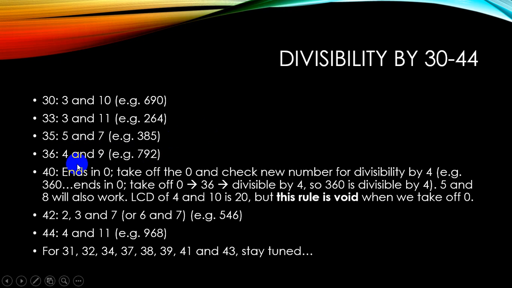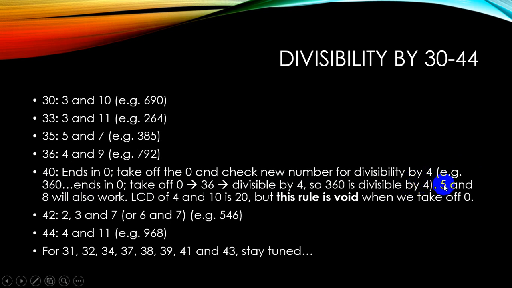Now for 40, obviously it has to end in a 0. What you can do is you can take off that 0 and then check the new number and just pretend that 0 doesn't exist. So for 360, for instance, it ends in 0, so it's possible because it's divisible by 10. But then if you take off the 0, you get 36, and 36 is, of course, a multiple of 4. So 360 would be divisible by 40.